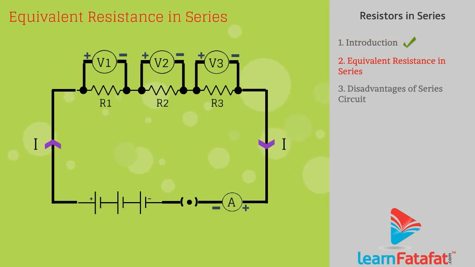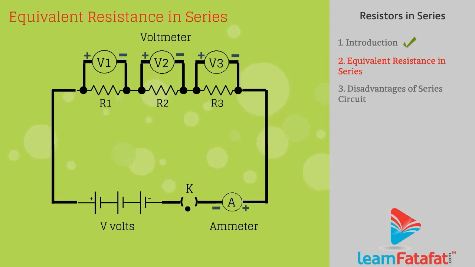Equivalent resistance in series. Consider an electric circuit consisting of a battery of V volts, 3 resistors of resistances R1, R2 and R3, an ammeter in series and 3 voltmeters V1, V2 and V3 across R1, R2 and R3. The current flow is controlled by plug key K.